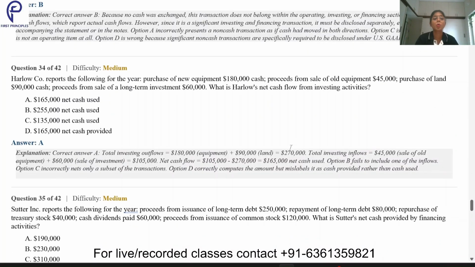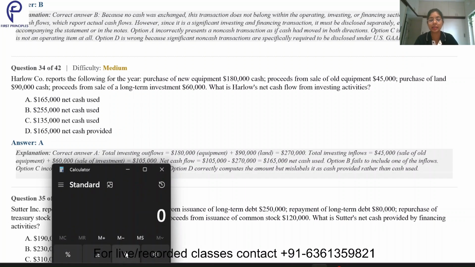Then question number 34. Harlow company reports the following for the year: purchase of new equipment, proceeds from sale of old equipment, purchase of land, proceeds from sale of long-term investment. So what is the net cash flow from investing activity? Let's do the calculation.